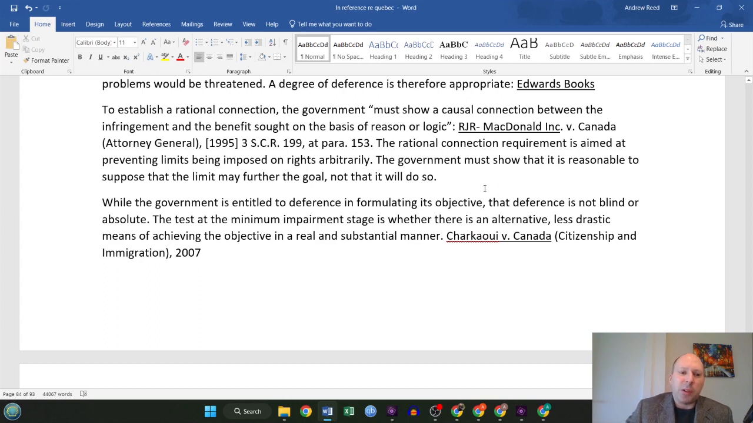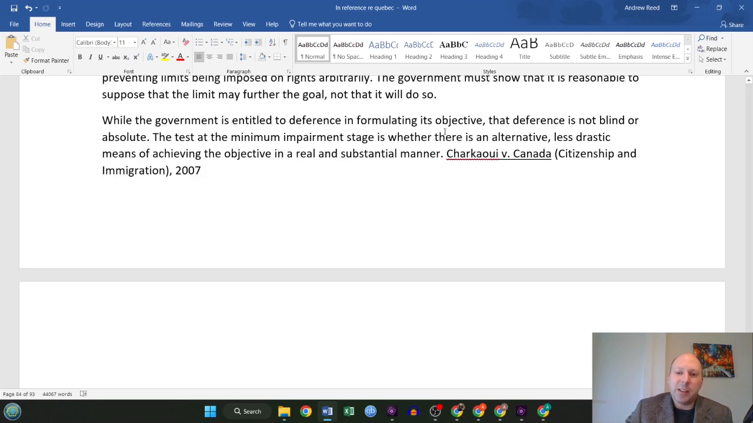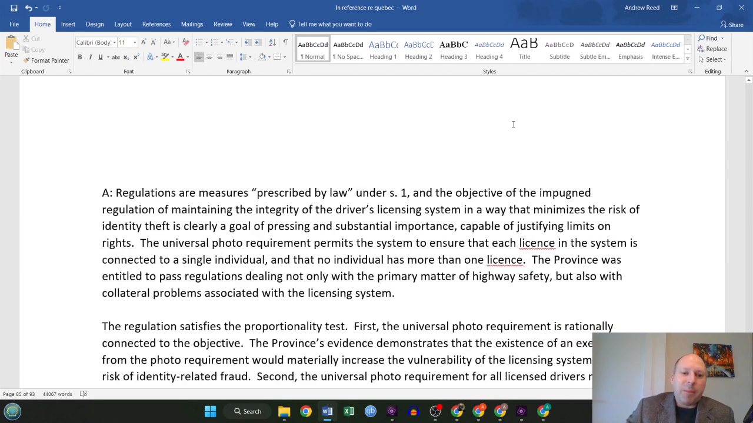And next rule, while the government is entitled to deference in formulating its objective, that deference is not blind or absolute. The test at the minimal impairment stage is whether there is an alternative, less drastic means of achieving the objective in a real substantial manner. That comes from the Charkaoui case in 2007. So the analysis here, using these rules in the Oakes test.